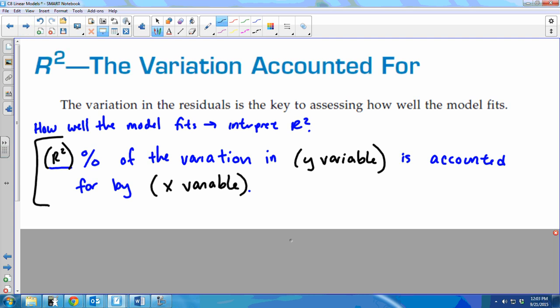We say that R-squared percent of the variation in whatever your y variable is accounted for by the x variable. And this should help you with how well the model fits. That's not the template, but that's just going to help you with how well the model fits.